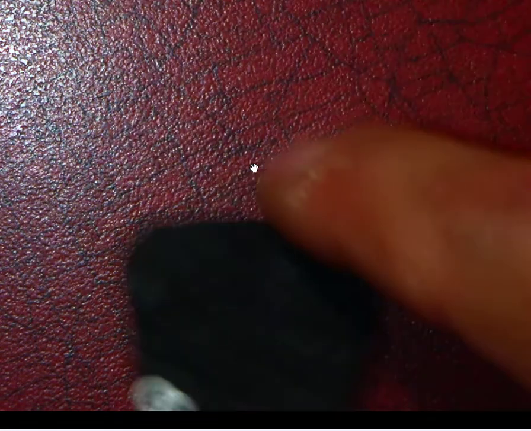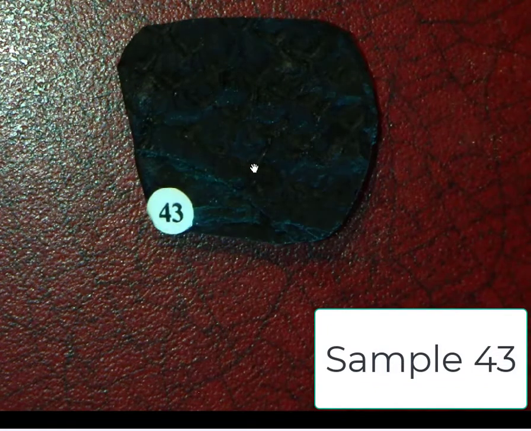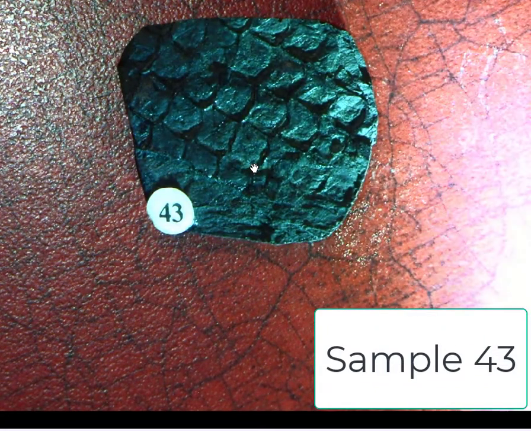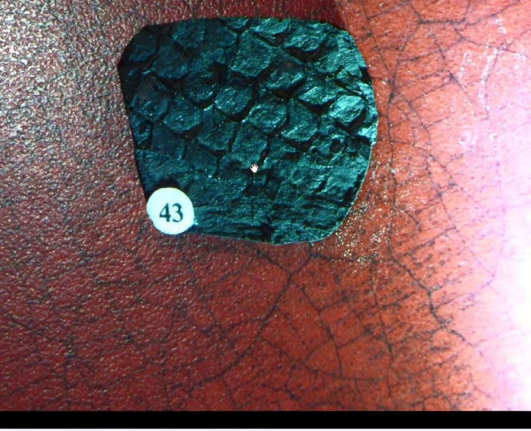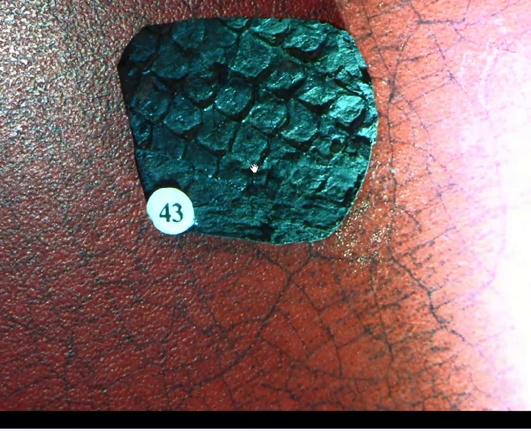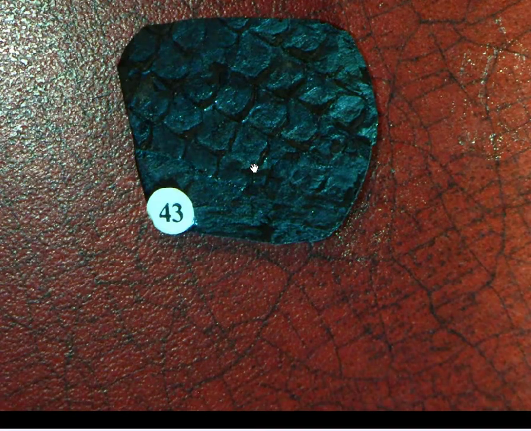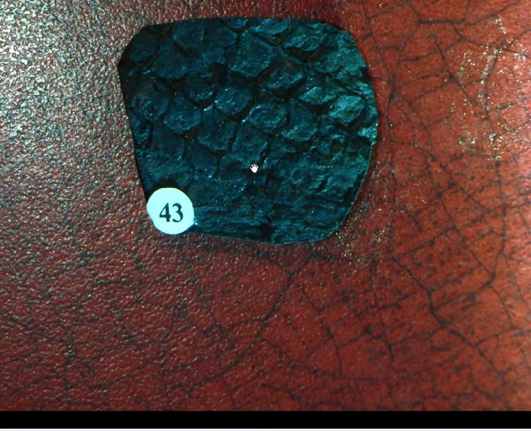Sample 43 is another fossil plant, and this one you can see has those diamond-shaped scales, right? So again, this is another fossil plant. Your job is to determine whether it's a sphenopsid, a fern, or a lycopod, right?